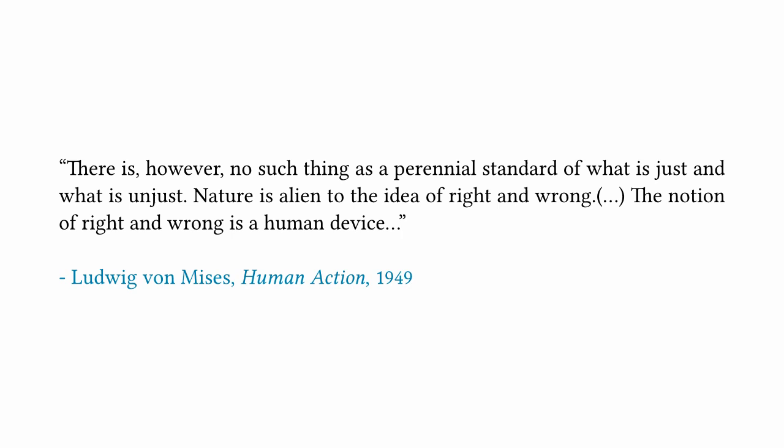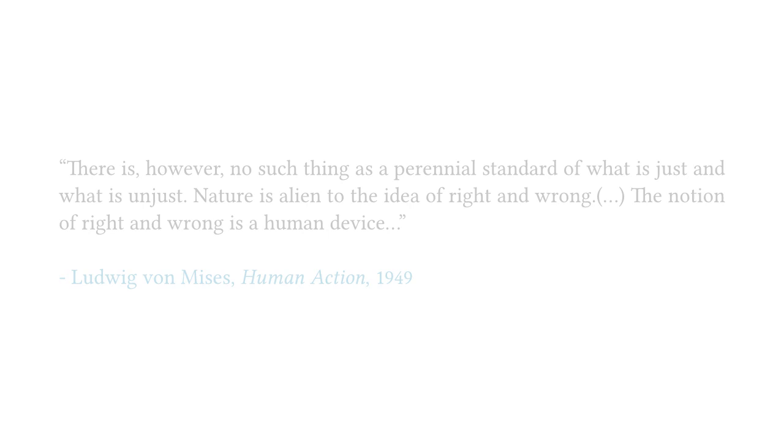Ludwig von Mises, the greatest utilitarian liberal, wrote, "There is, however, no such thing as a perennial standard of what is just and what is unjust. Nature is alien to the idea of right and wrong. The notion of right and wrong is a human device. Furthermore, all things made by men are made for a purpose, and the only standard by which a man-made thing can be judged is according to how well it fulfills the purpose for which it was made."